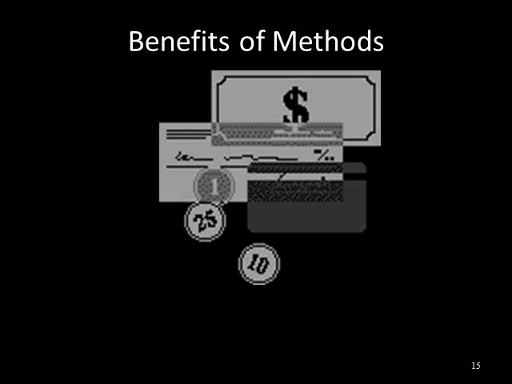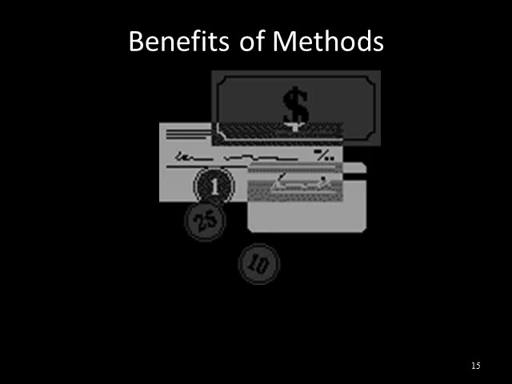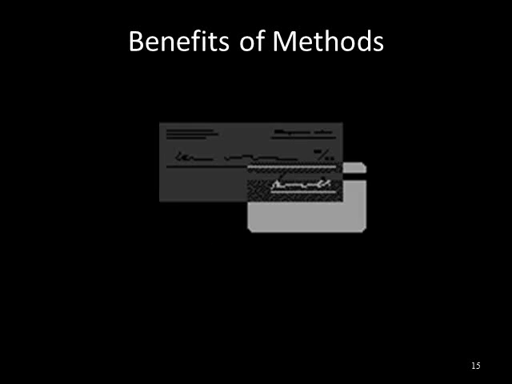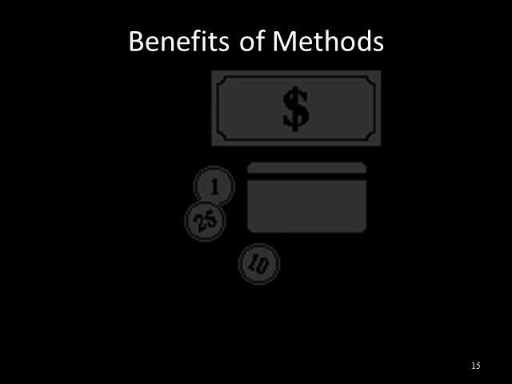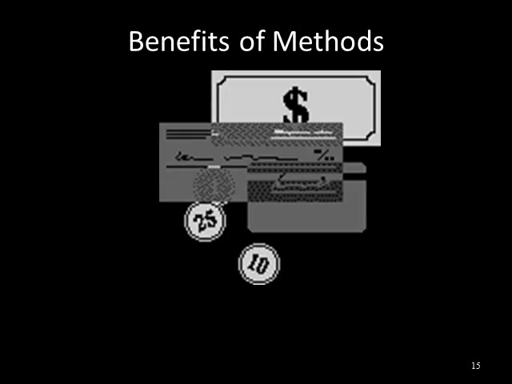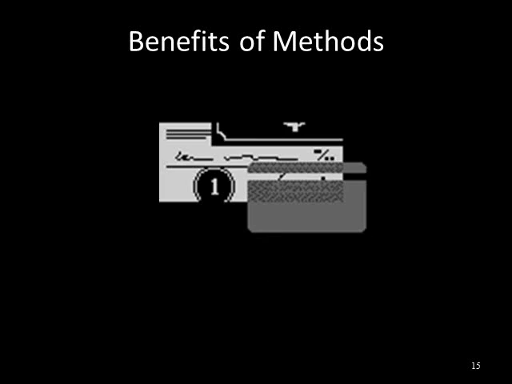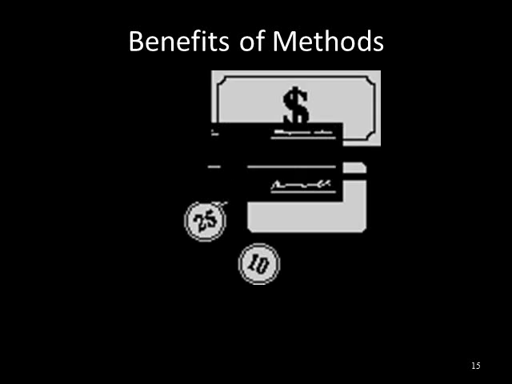Information hiding, as we just talked about, hides that implementation from the user. The user doesn't need to know how the code was written to implement the method. They just need to know how to use the method. We just need to know how to drive the car. We don't need to know how to fix the car. And finally, by using methods, we reduce the complexity of our programs.